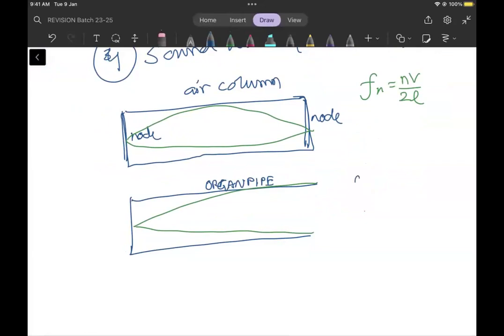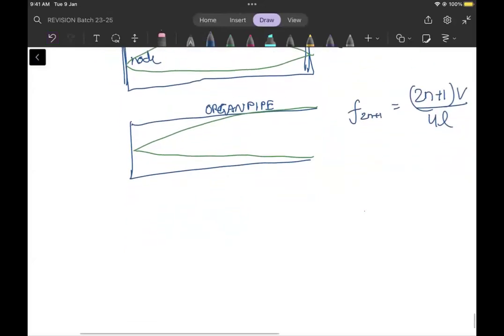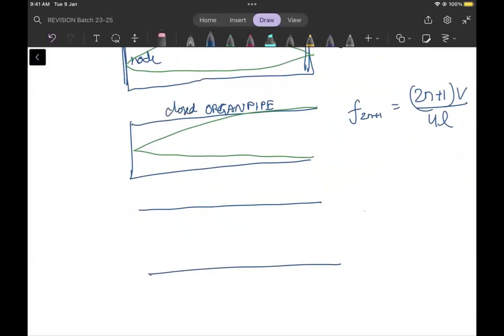और इस केस में Fn is equal to, in fact I should not write Fn, I should write F(2n plus 1) is equal to (2n plus 1) V by 4L. And we can have an open organ pipe. So this guy is called closed organ pipe. This guy is called an open organ pipe.